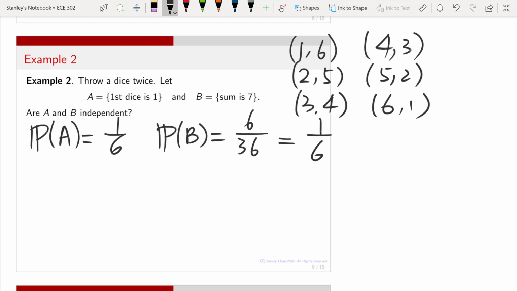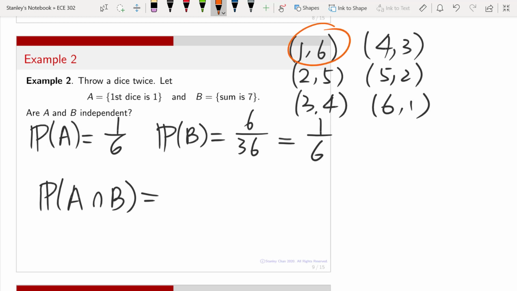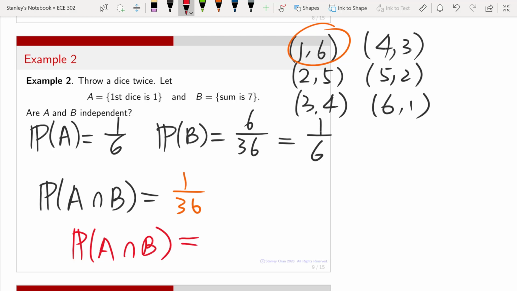So that will give me 1 over 6. And then what is the intersection of A intersect B? That has to be this case, because the first dice is 1, the second dice has to be 6 in order to give you 7. And so this is 1 over 36. And so now you can see that the equality of A intersect B will actually equal the product of A and B. And so, are they independent? Yes, they are actually independent.